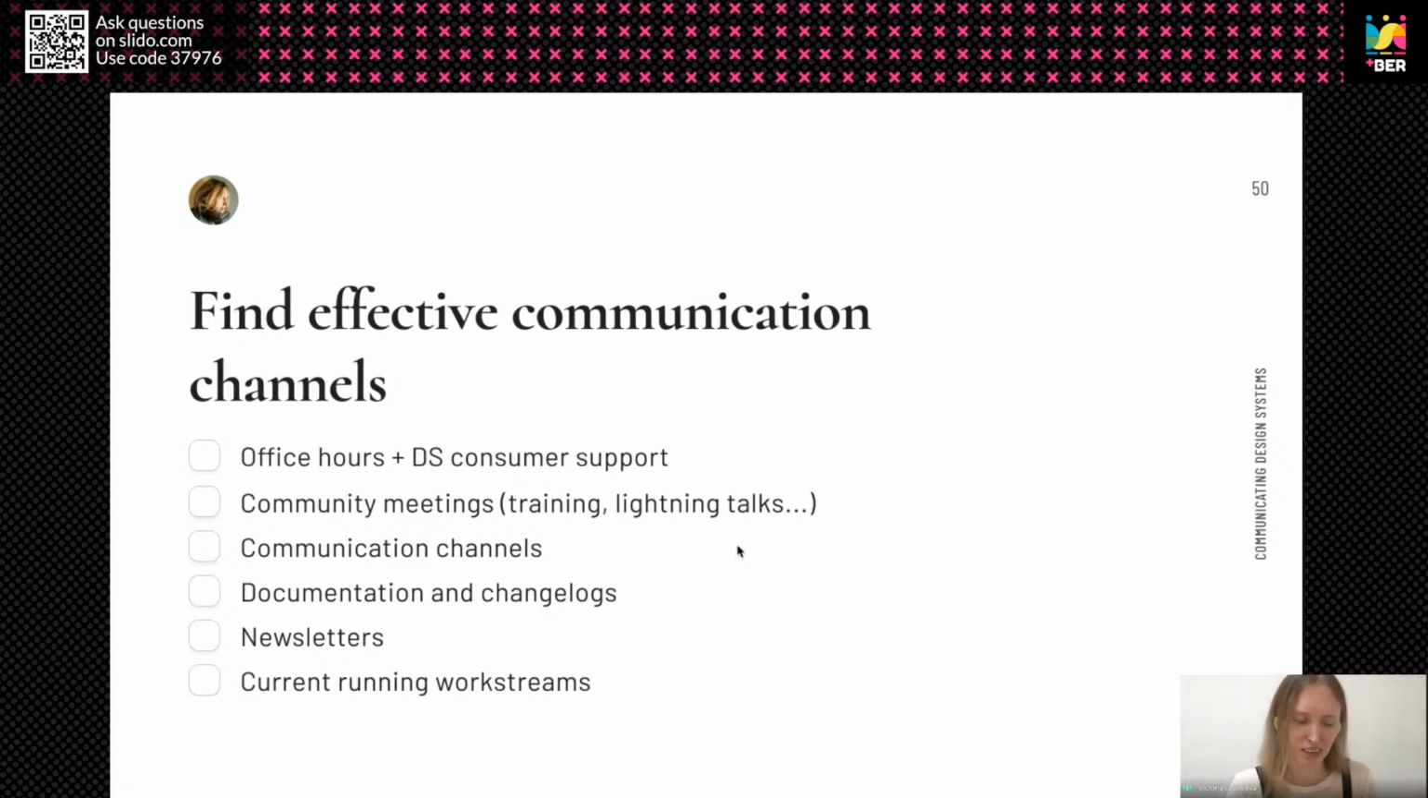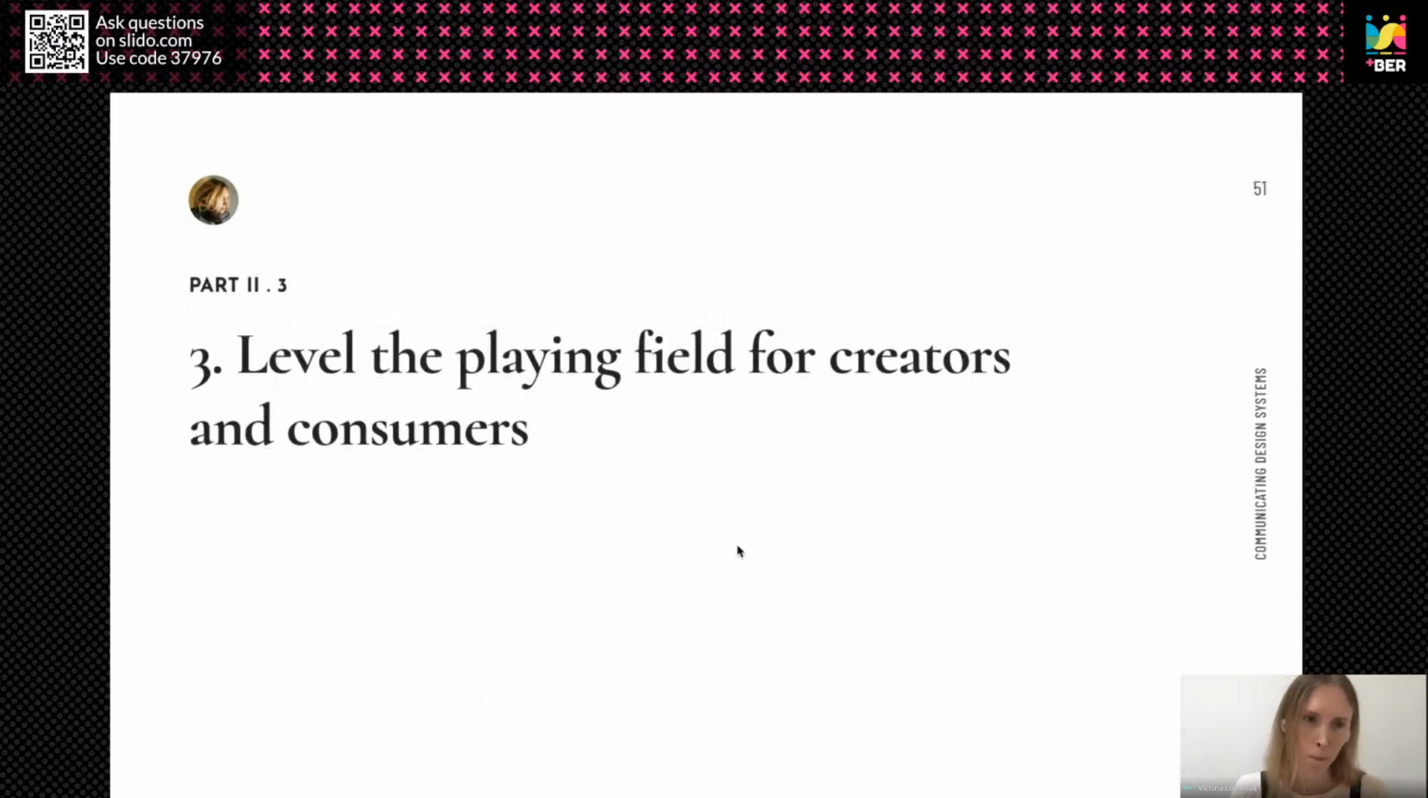Does it mean we have another product within our product? I don't know. I just kind of find it funny that we have these loops of products within products. It's like a product inception. Community meetings, trainings, lightning talks, communication channels like Teams, Slack, where people could always ask their questions and share ideas. Documentation and change logs whenever your design system gets a change. Newsletters and current running work streams. And level the playing field for creators and consumers.